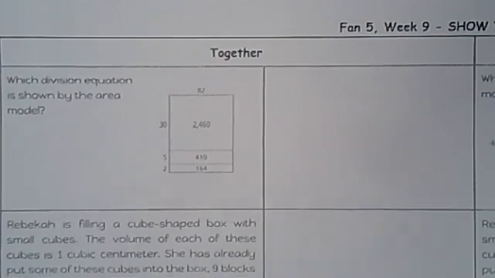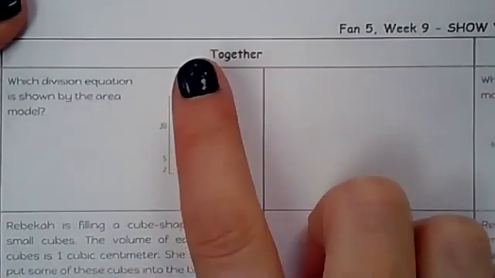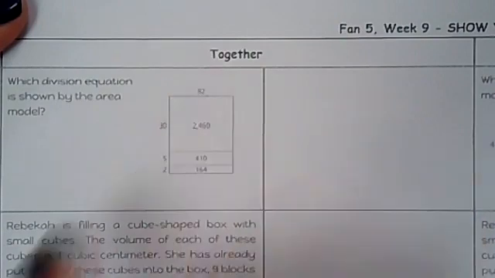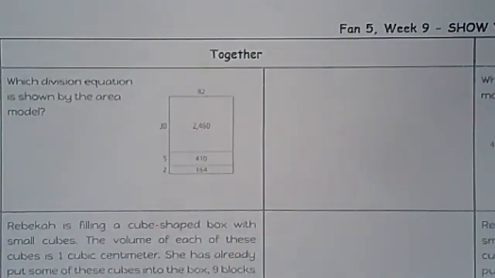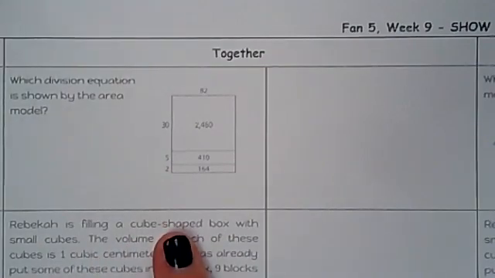All right, so today we're doing Fan 5, Week 9, and we're going to start with the Together column. All right, so the first question says, which division equation is shown by the area model?